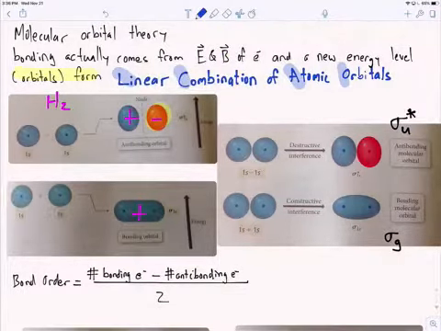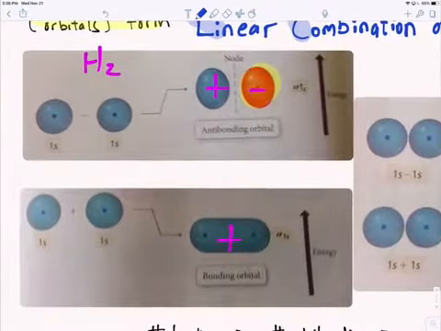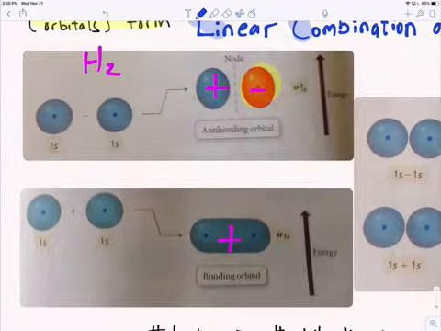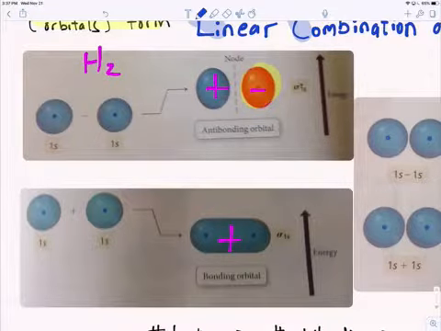Linear combination of atomic orbitals. Okay, and so let's go back to hydrogen. You have two hydrogen atoms approaching each other, and when the hydrogen atoms get close, what happens is the energy levels split.